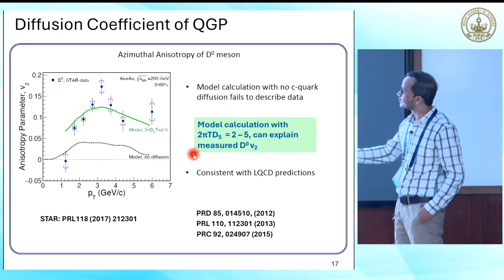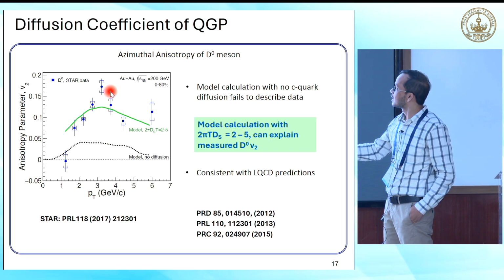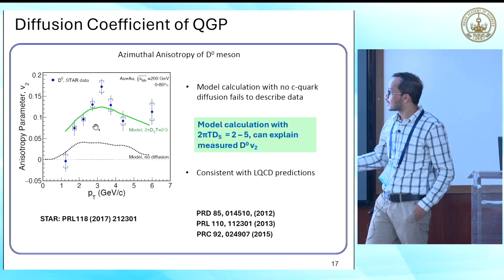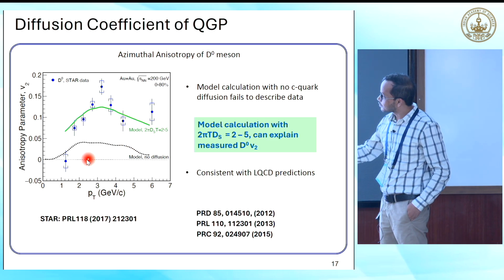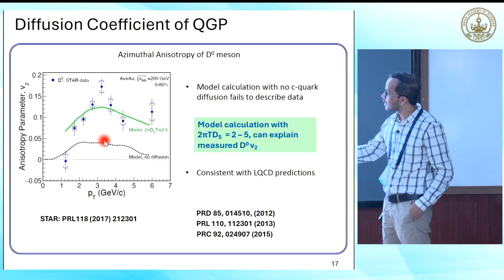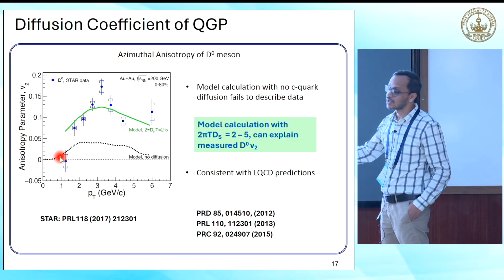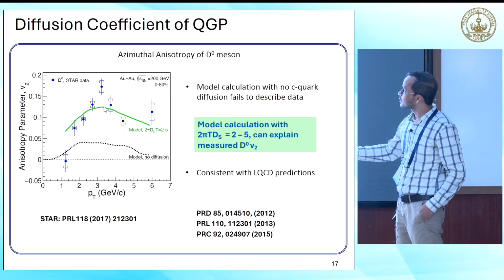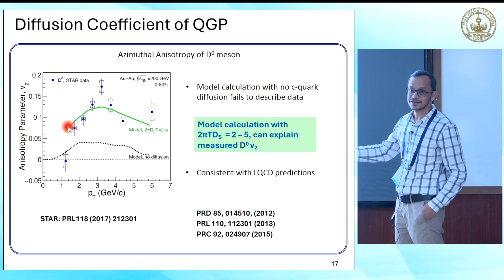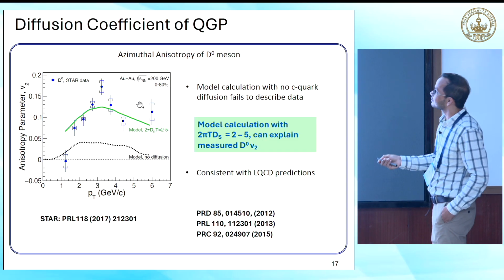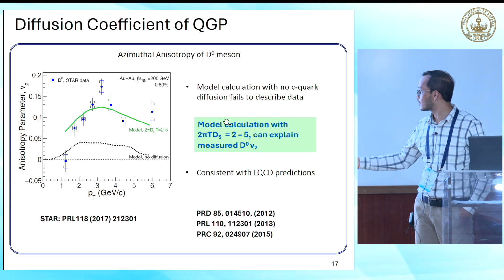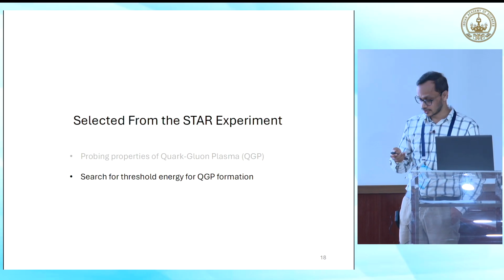So, again I am showing the data of D0 meson V2, and I am showing the comparison with two theoretical model calculations. This black one shows the charm quark V2 of D0 without assuming the diffusion of charm quark, and you can see clearly that it is under-predicting the data, it cannot explain it. If we include the diffusion of charm quark with the diffusion coefficient between 2 to 5, it can nicely explain the experimental data. And this extracted value of 2 to 5 is also consistent with that predicted by the lattice QCD.